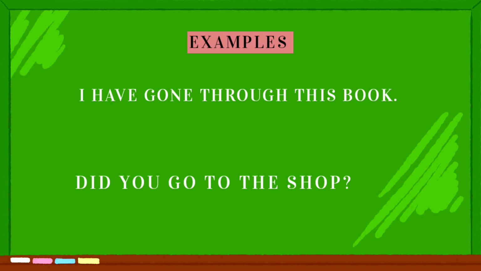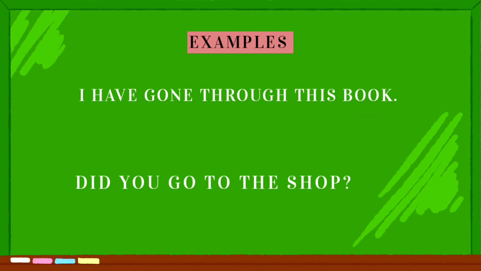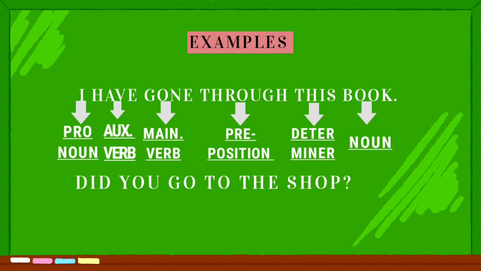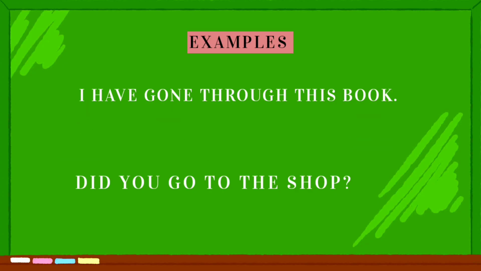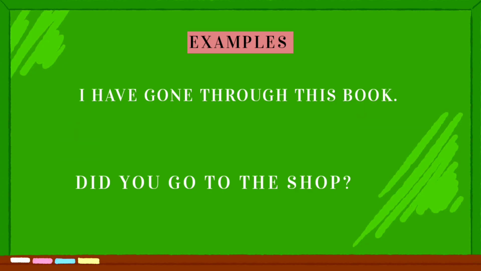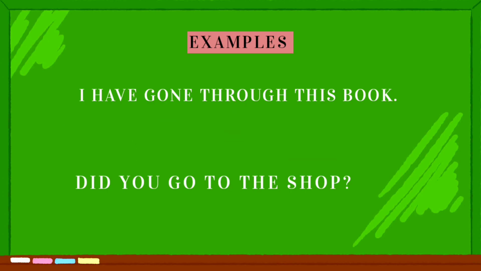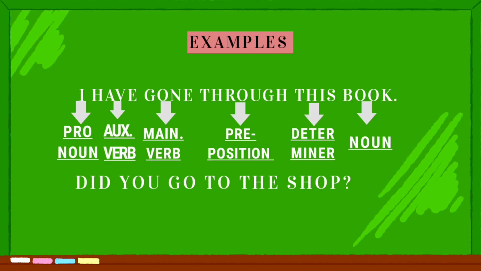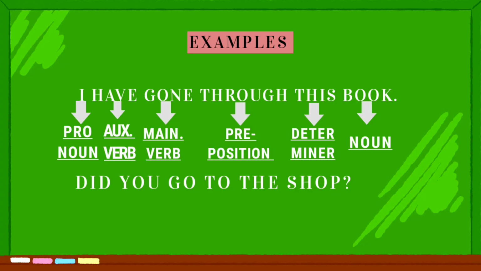So if you see here in this sentence, each word is working in accordance with its rule. "I" is working as a pronoun instead of a noun, then "have" we have used as an auxiliary verb after the subject, this pronoun "I". Then "gone", which is a main verb, indicating an action, because it is one kind of verb, not auxiliary but a main verb. Then "through", which is a preposition connecting different parts of this sentence. This determines the exact position of the noun, that is "book", which works as a noun here.